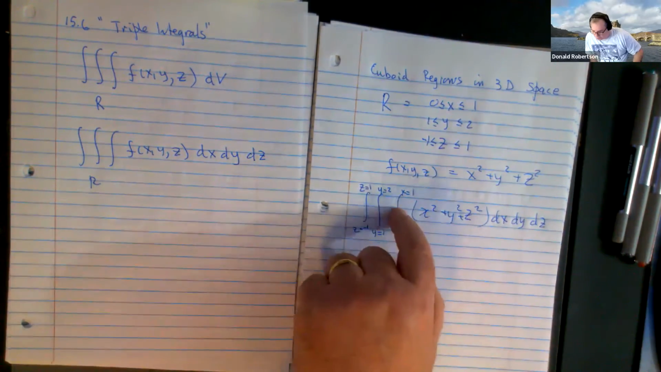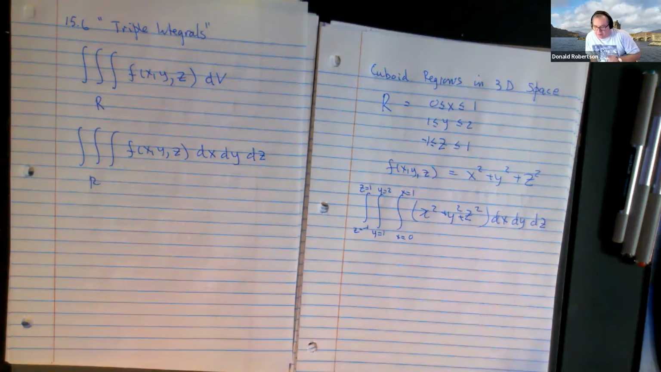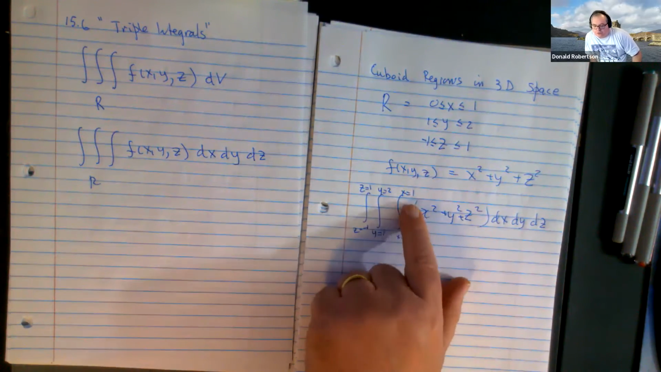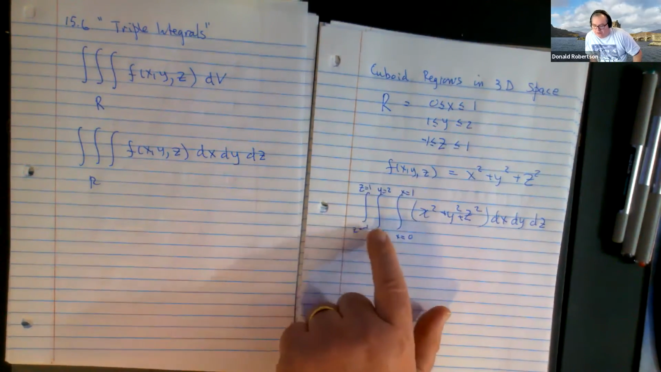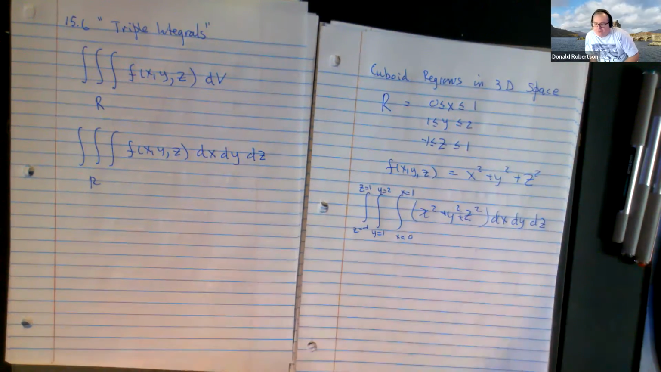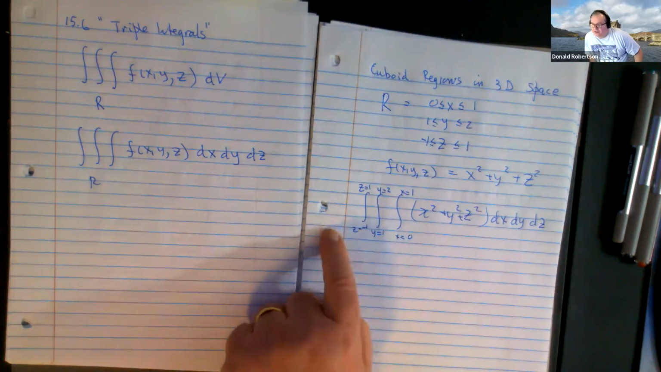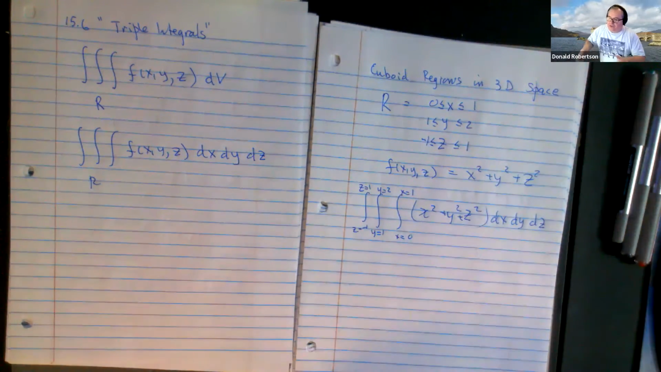Now, I'm going to do this one all the way to the end. But do you notice that these are all numbers? If I wanted to, couldn't I integrate it z first, y second, and x last, as long as I move the limits of integration to match the variables order? Would you agree?